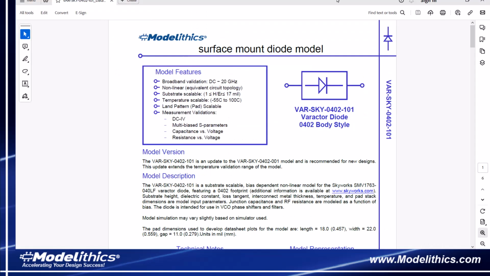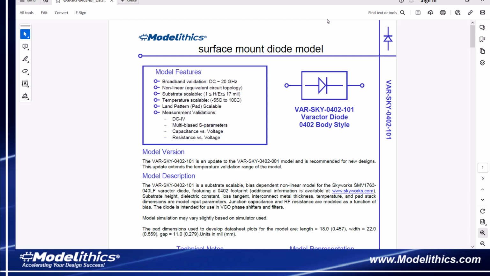Remember that every Modelithics model comes with its own model information datasheet. On the first page of the datasheet, you'll see this model features box at the top. This tells you the validated frequency range of the model, which in this case is DC to 20 GHz. We see that the model is substrate scalable, temperature scalable, and pad scalable. The measurements that were performed to validate the model are also shown here. In this case, these measurements include DC IV, multi-bias S parameters, capacitance versus voltage, and resistance versus voltage.